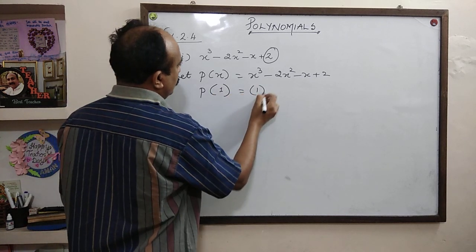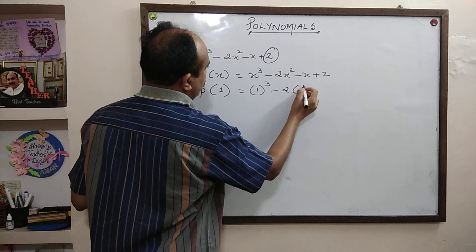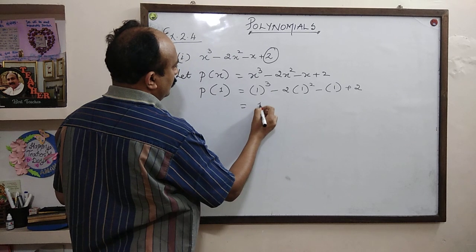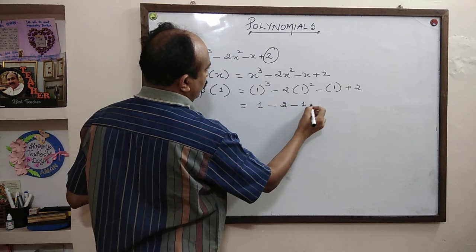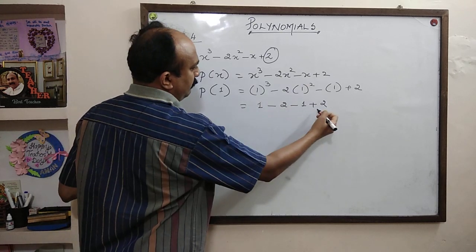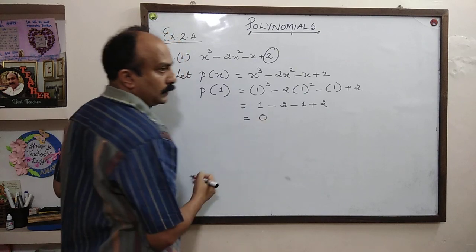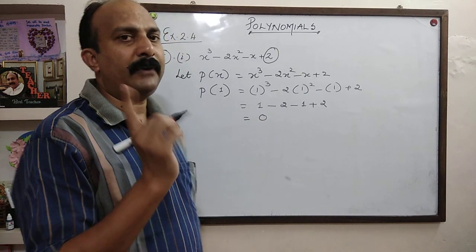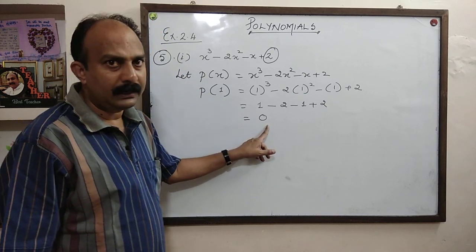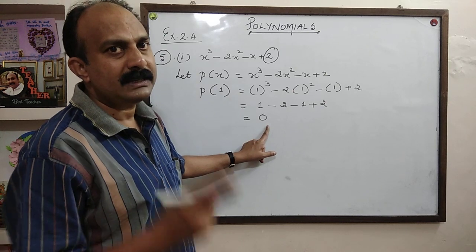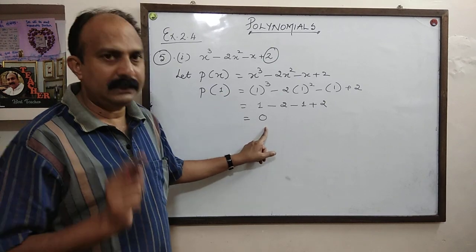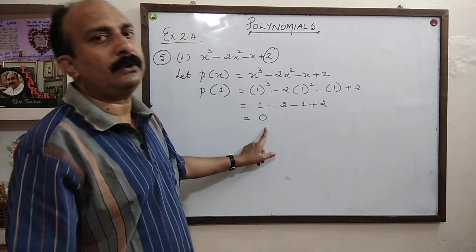So, p of 1 is equal to 1 cube minus 2 into 1 square minus 1 plus 2, equal to 1 minus 2 minus 1 plus 2. Minus 2 minus 1 and plus 1 plus 2. Answer is 0. Now you remember factor theorem. If p of 1 equal to 0, then what will be the factor of p(x)? Second statement of factor theorem: if p of a equal to 0, then x minus a is a factor of p(x).